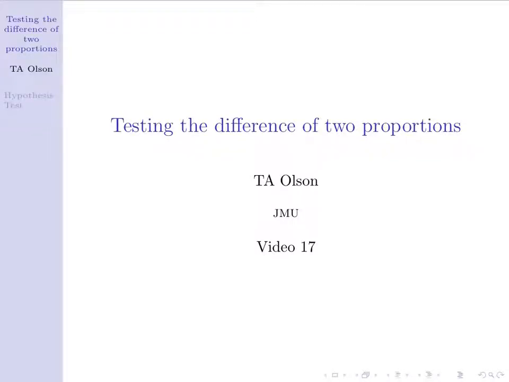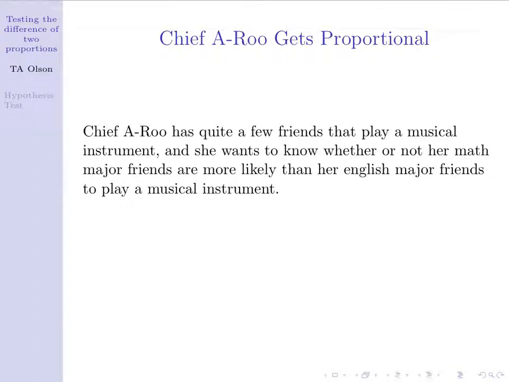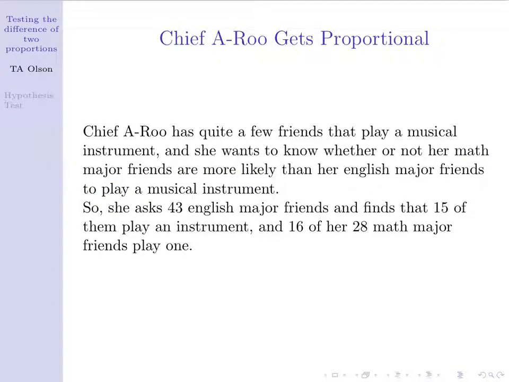In this video, we're going to be looking at testing the difference between two proportions. Remember, a proportion is a value between 0 and 1. In this scenario, Chifaru has quite a few friends that play musical instruments, and she wants to know whether or not her math major friends are more likely than her English major friends to play a musical instrument. Being a data person, she asks 43 of her English major friends. She finds out that 15 of those 43 play a musical instrument, and 16 out of her 28 math major friends play a musical instrument.